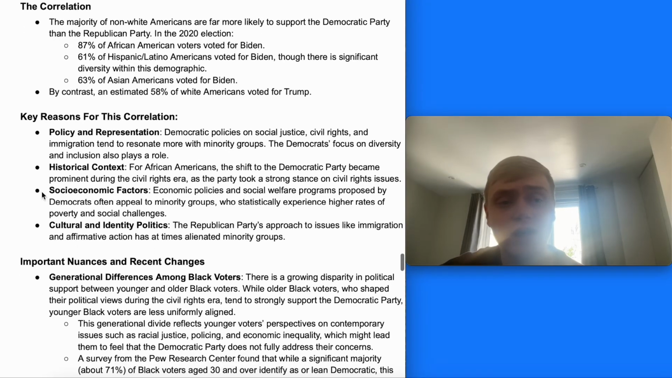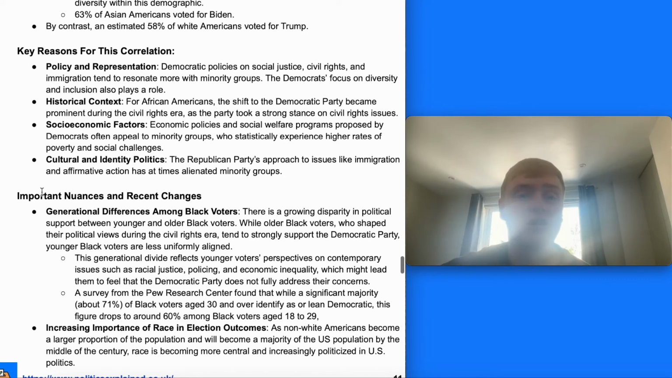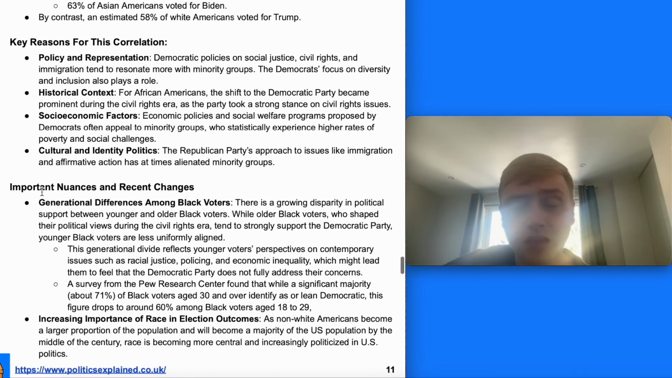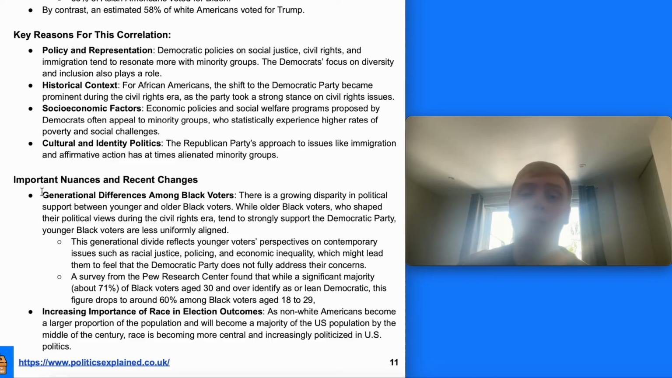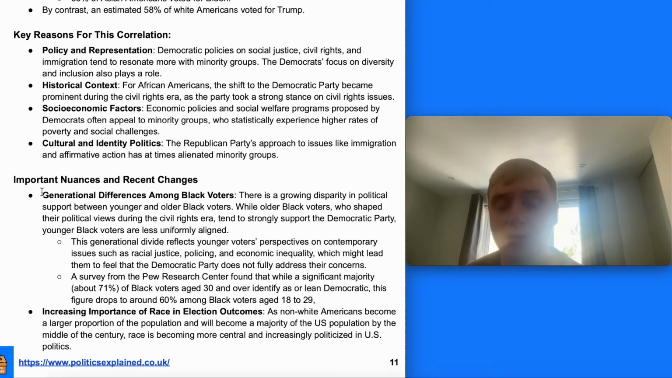Key reasons for this correlation are policy and representation. Democratic policies on social justice, civil rights, and immigration tend to resonate more with minority groups, as does the Democrats' focus on diversity and inclusion. Historical context is really important, particularly for Black Americans, where the shift to the Democratic Party became prominent during the civil rights era, as the party took a strong stance on civil rights.